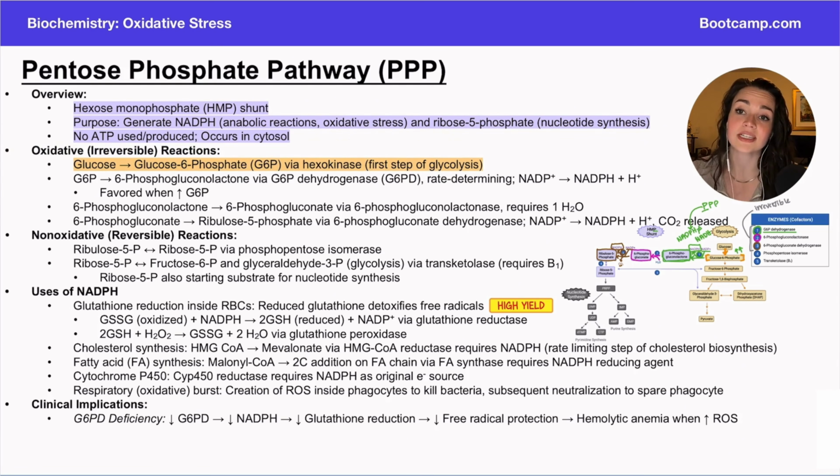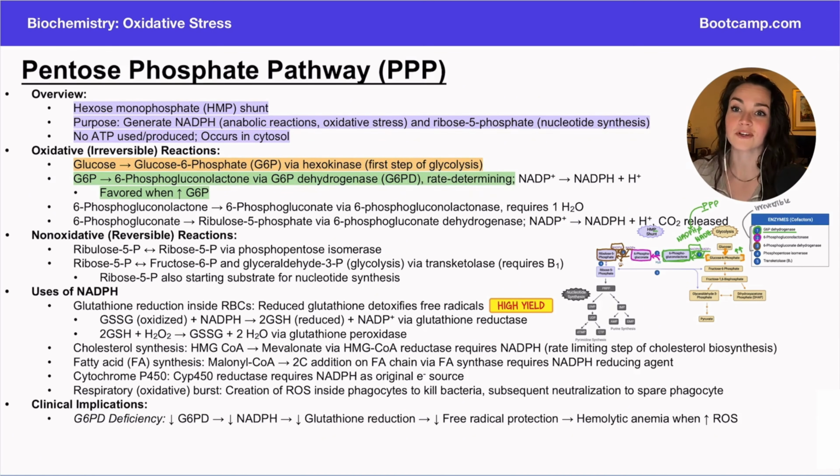However, when that glucose 6-phosphate is high, we are going to favor this side pathway here, this pentose phosphate pathway. And we are going to utilize the enzyme G6PD to commit this G6P into the pentose phosphate pathway and turn that G6P into 6-phosphogluconolactone. And this is the rate determining step of the pentose phosphate pathway.